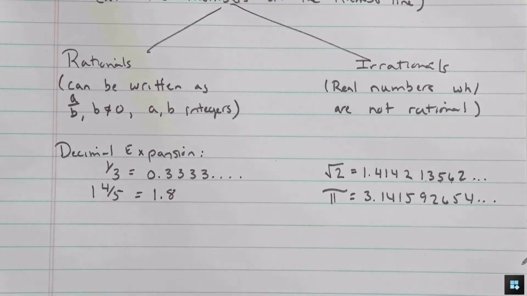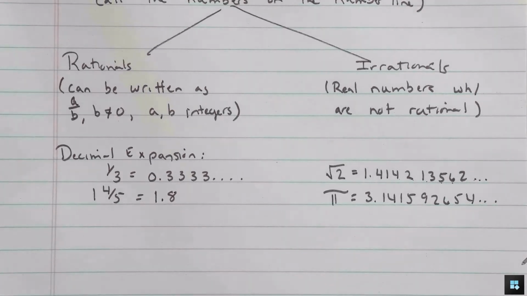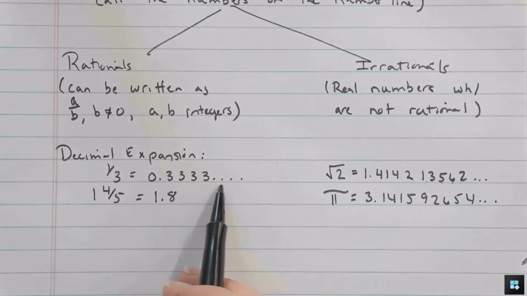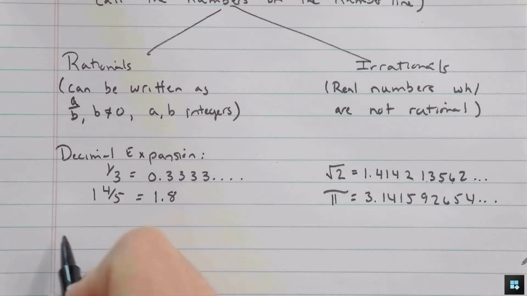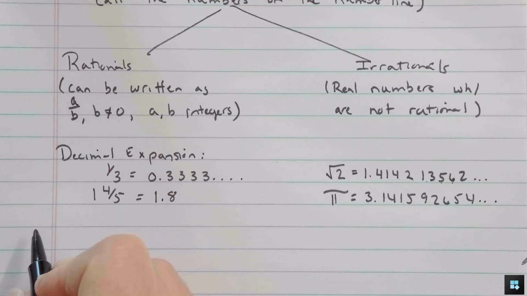Follows a clear pattern. It does. It follows a clear pattern. Yep. So this 0.333 goes on forever. In fact, the clear pattern is a repeating pattern. That's the decimal expansion of rational numbers.